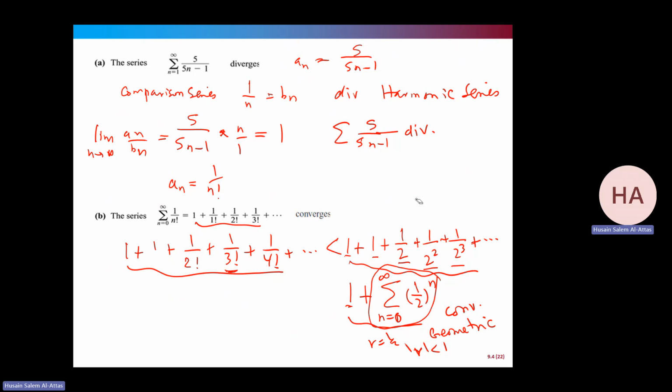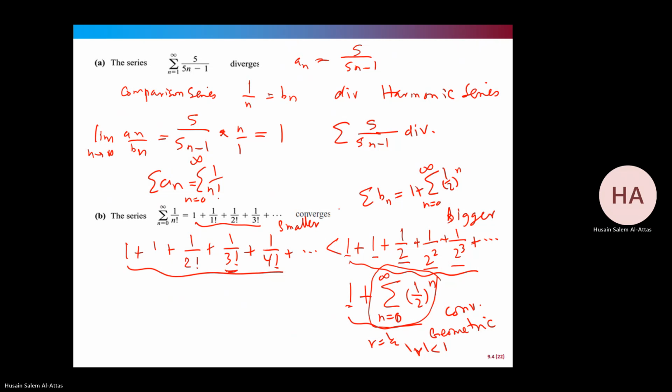Yeah, how to write it? Let me write it as a series. So series an is series 1 over n factorial, starting from n equals 0. Summation of bn is 1 plus summation half to the power n, with n equals 0 to infinity. Okay, and this is now the smaller. This is the bigger. And this is the smaller. And we know the bigger converges. So for sure the smaller, which is summation 1 over n factorial, converges. That will be my answer.